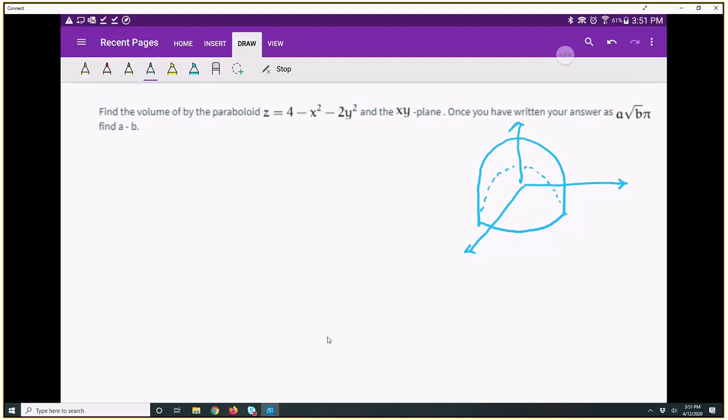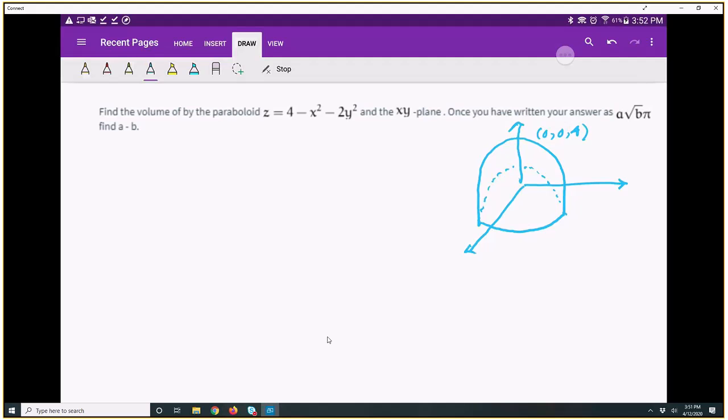And we're trying to find the volume bounded in between the paraboloid, which is opening down with its highest point on the z-axis at 0, 0, 4, and the xy plane. So it doesn't cross the xy plane and go to the negative direction of the z-axis. I want to know the volume of this three-dimensional figure.